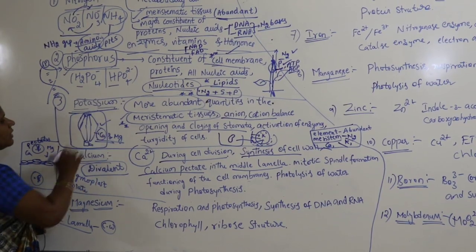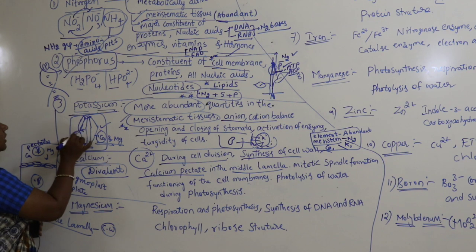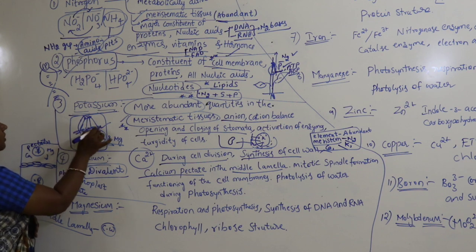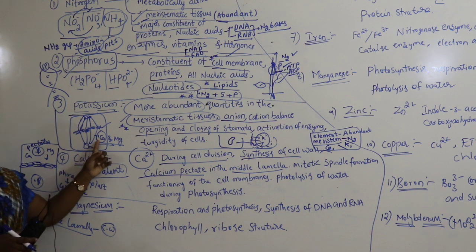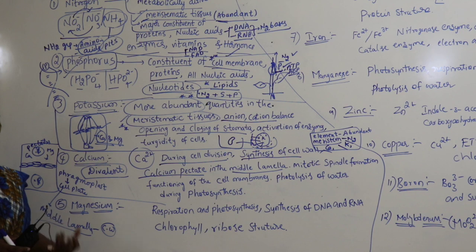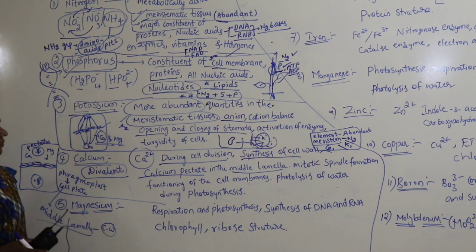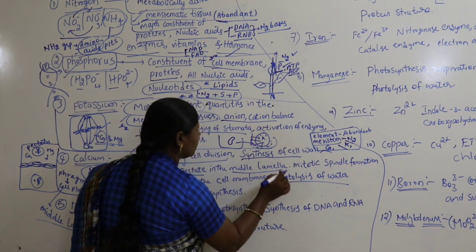Especially calcium. Spindle fibers push the chromosomes to either side, and that's mainly because spindle fibers are made up of calcium, which helps during cell division in pulling the chromosomes to either side. Now, apart from this, it also plays an important role in photolysis of water.